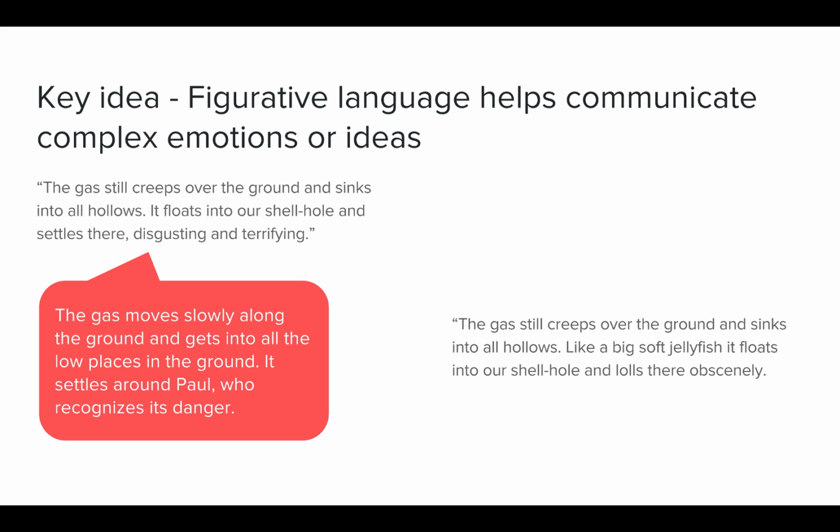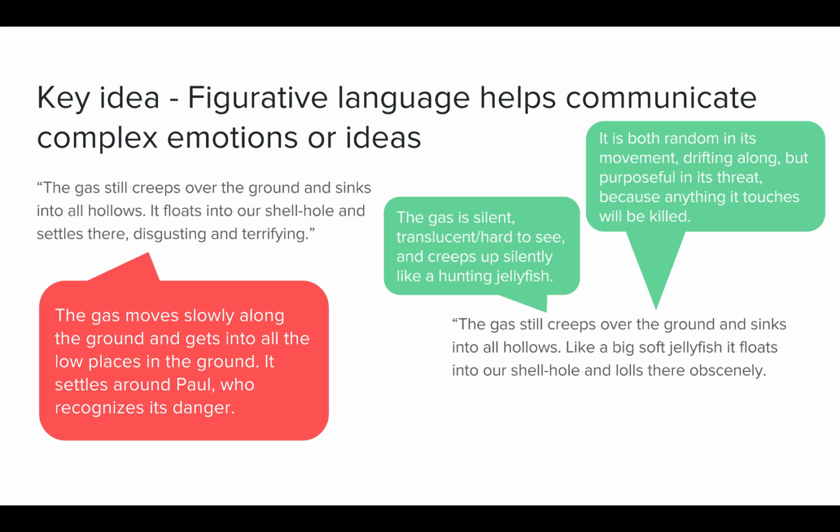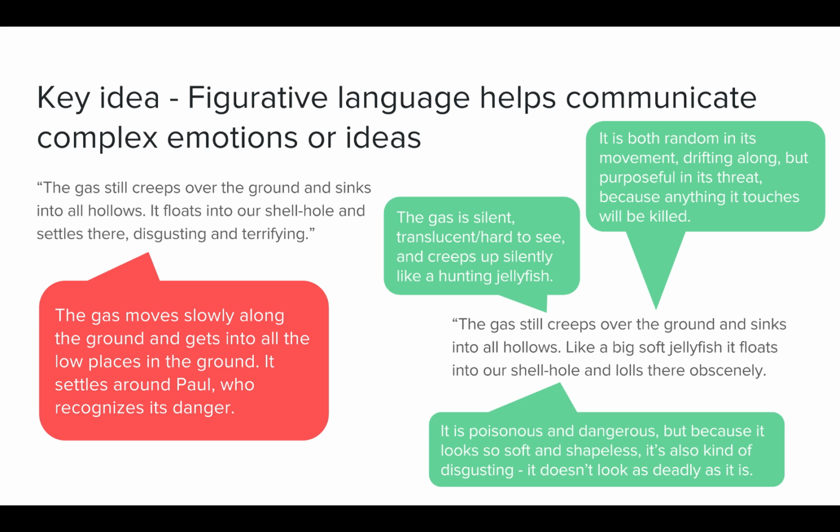However, Remarque actually wrote this: "The gas still creeps over the ground and sinks into all hollows. Like a big, soft jellyfish, it floats into our shell hole and lolls there obscenely." And now we get something much more complex than just the way the gas moves. We get that the gas is silent, translucent, and hard to see, and creeps up silently on Paul like a hunting jellyfish. We get the sense that, like a jellyfish, the gas is both random in its movement, just drifting along, but also purposeful in its threat, because anything that gas touches will be killed.